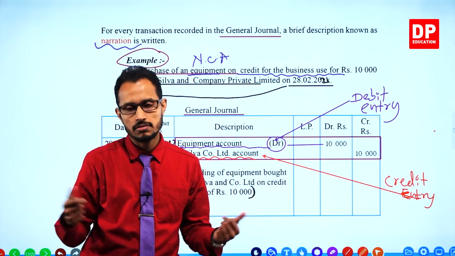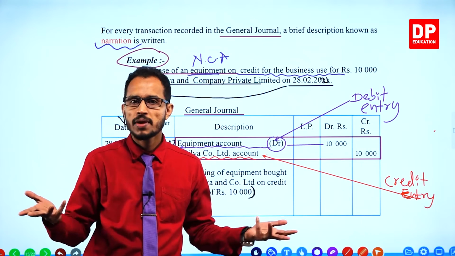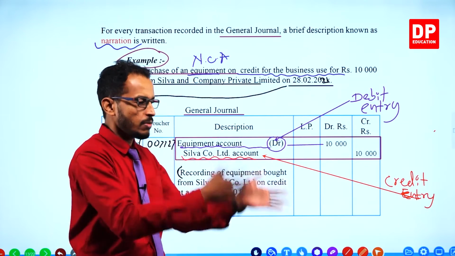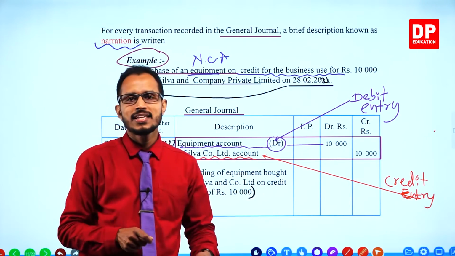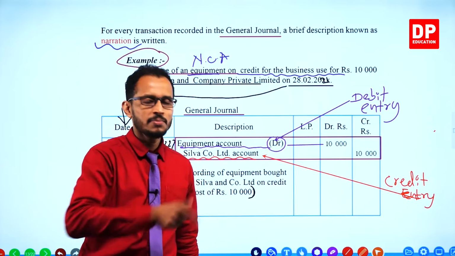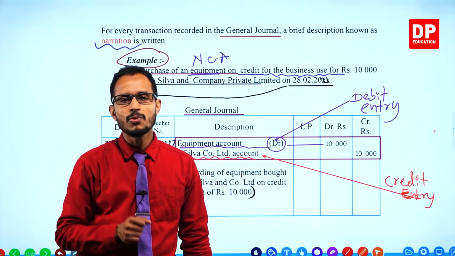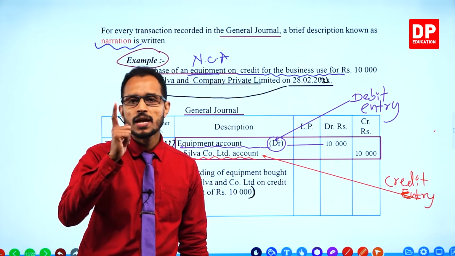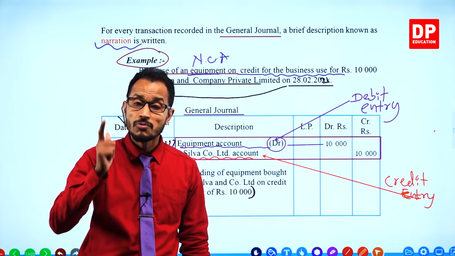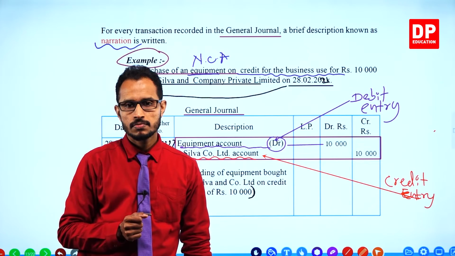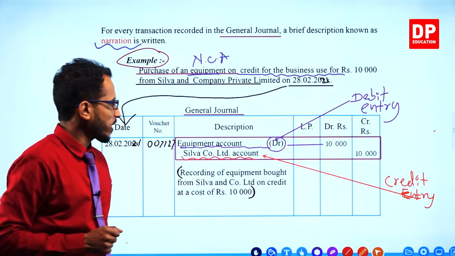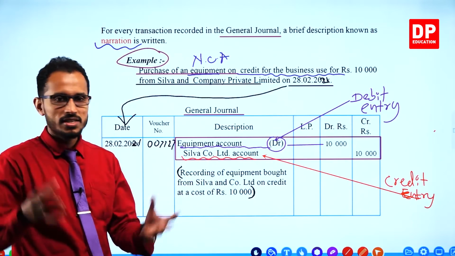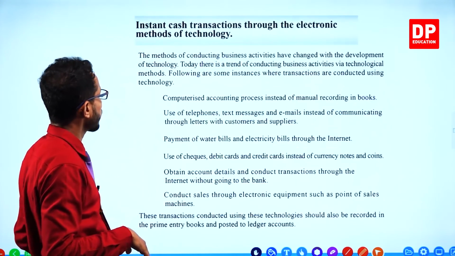It's not practical. It's easier to keep one book and record then and there the same type of transactions in that book. That is the prime purpose of prime entry books. Okay. All right. So that was a quick recap of the basic knowledge related to prime entry books.